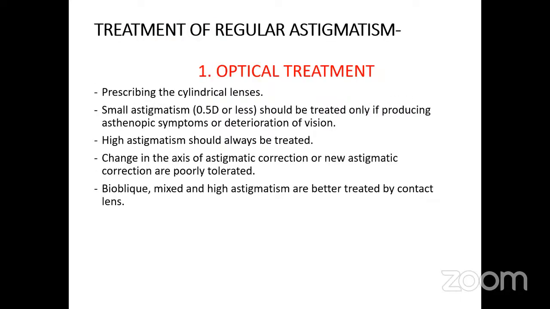Now, the treatment of regular astigmatism. Here we prescribe cylindrical lenses. Small astigmatism should be treated only if it produces symptoms. High astigmatism should always be treated. A change in the axis of astigmatic correction or a new astigmatic correction is poorly tolerated, so patients are advised to have a period of acceptability. Then bi-oblique, mixed and high astigmatism are better treated with contact lenses.